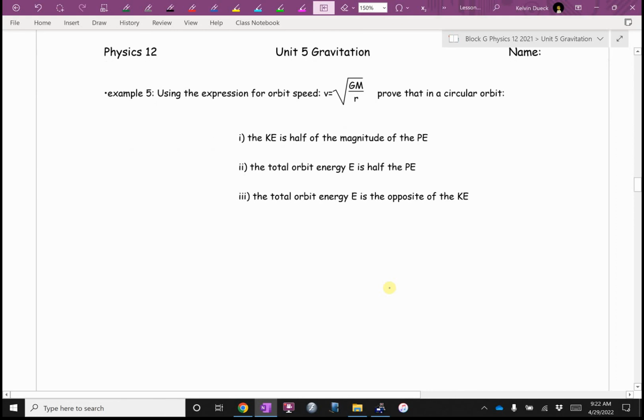We're going to finish with this and then press pause. Example 5, you can take it or leave it. This is a handy error check. You can absolutely survive without this, but it's kind of a neat pattern. Here's what it says. Use the expression for orbit speed squared, which is just big G, big M over R. Prove that in a circular orbit, the kinetic energy is half the magnitude of the potential energy.